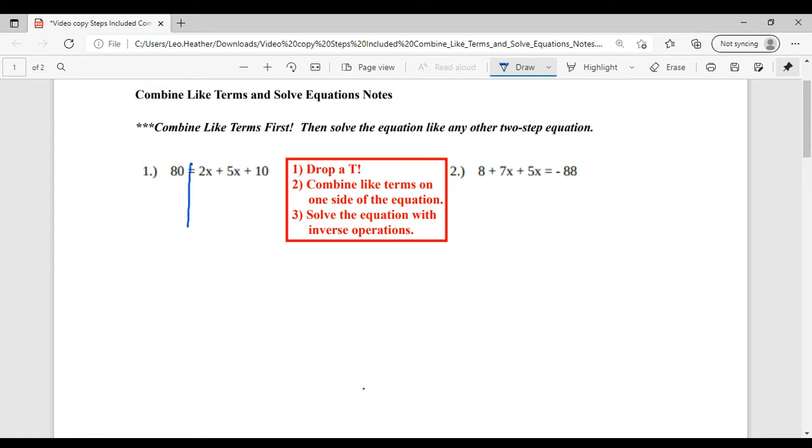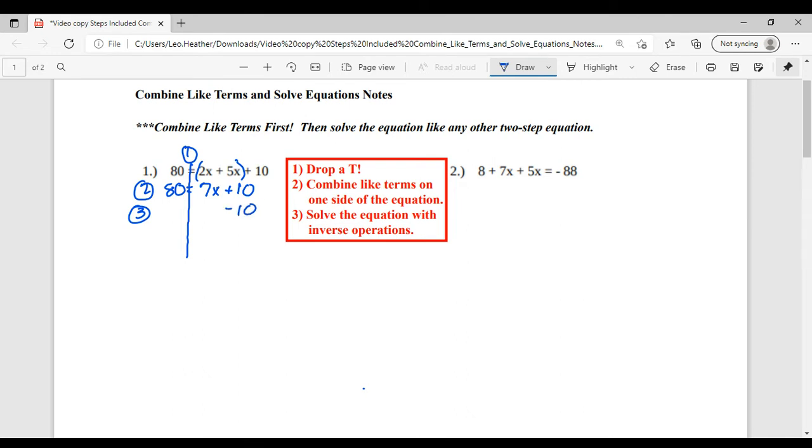1, I'm going to drop the t. 2, I'm going to combine like terms on one side of the equation. This time it's on the right side. I have 2x plus 5x. So I'm going to bring down the 80 equals 7x plus 10. And now I'm going to do step 3, which is solve the equation using inverse operations.